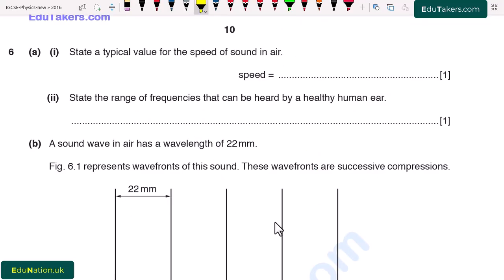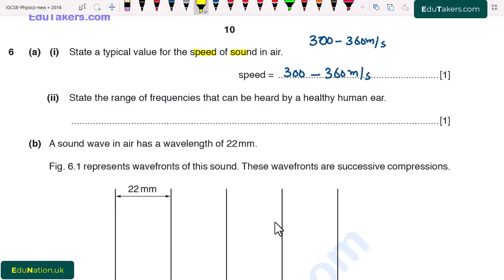Question number 6, part A, first. State a typical value for the speed of sound in air. So here we have to write the value of the speed of sound in air. The speed of sound in the air ranges from 300 meter per second to 360 meter per second. I write here 300 to 360 meter per second. This is the value of the speed of sound in the air. So I write here speed is equal to 300 to 360 meter per second.